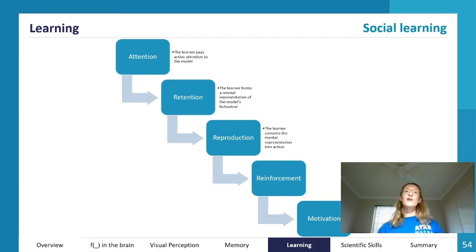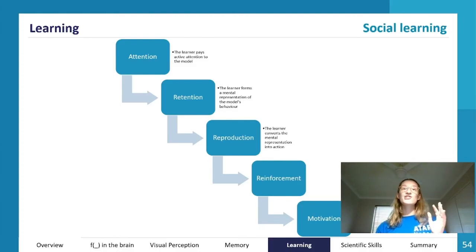And that's also influenced, like I said before, by how much you admire the model, maybe how you're feeling, how much attention you're paying, all of those things. So if attention is paid, we can follow through to retention. The learner forms a mental representation of the model's behavior. That also depends on the observer's ability to encode the information. So for example, if I was watching my older sister perform a really cool skateboard trick and I want to learn that, have I paid attention? Yes, I'm watching, I'm focusing.